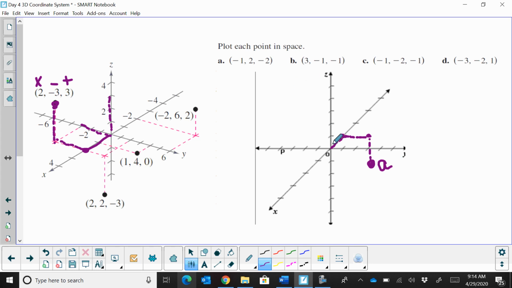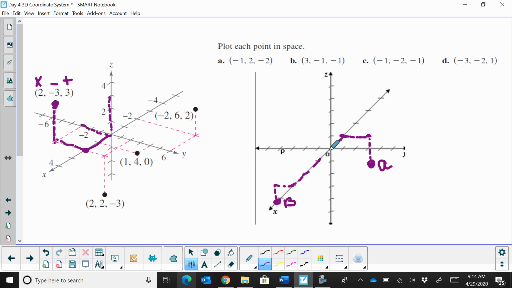Okay, b, that's a +3. So I'm going to come forward 1, 2, 3. So I'm coming forward 3 on the x-axis. The y-axis, I'm going to the left 1, and I'm going down 1. So it ends up being approximately here. And yes, it looks like it's on the x-axis, but we know we're in 3 dimensions.